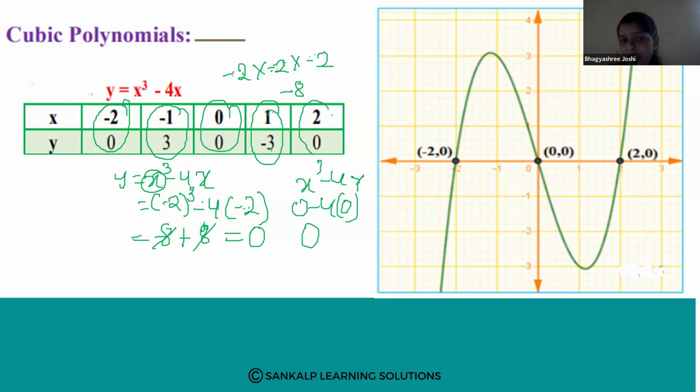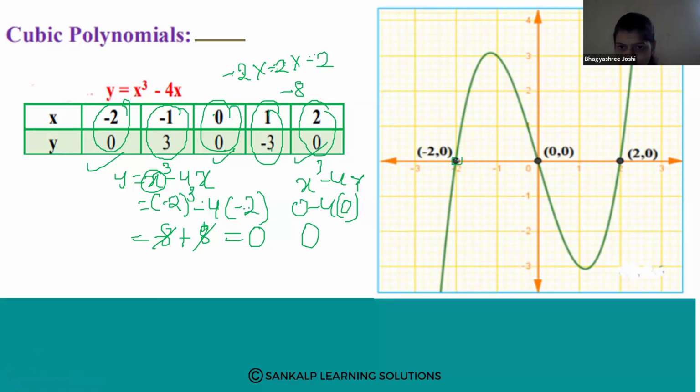Now by observing the table, how many times do you have y value 0? Minus 2 0, 0 0, 2 0. 3 times we got y value 0. So let us put this on the graph and see. If we plot it on the graph, how will your graph come? It will come like this, right? So minus 2 0, where it will come?